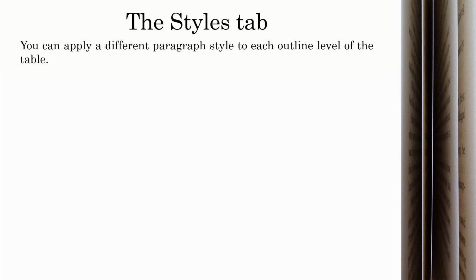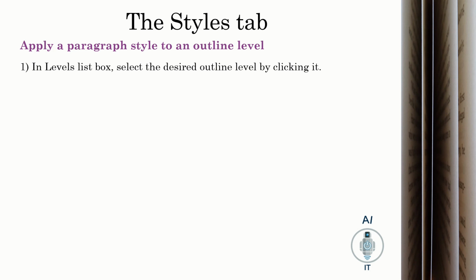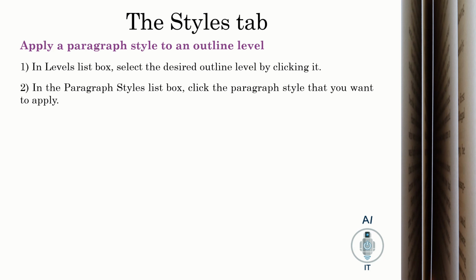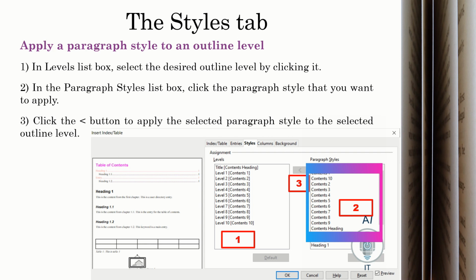We can apply a different paragraph style to each outline level of the table. So when you click on this tab, you see options which look like this. To apply a paragraph style to an outline level, we need to first select the desired outline level by clicking on it. Now in the paragraph styles list box on the right side, click on one of the styles that you want to apply and then click on the arrow so that the changes get reflected, and then click OK.